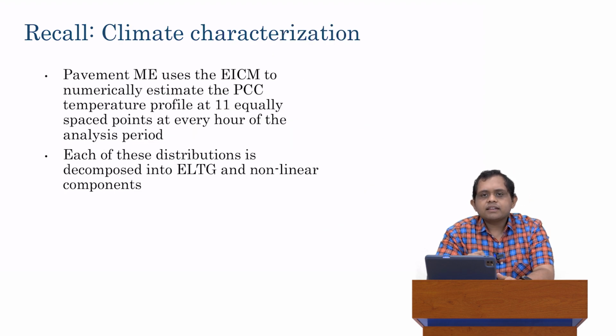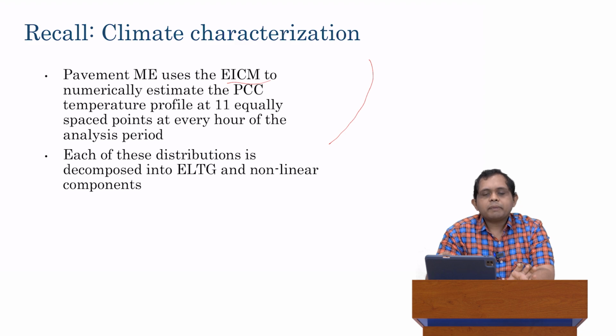Okay, the second thing we talked about was climate characterization. Pavement ME, I already said this, uses the EICM, the Enhanced Integrated Climatic Model, which numerically calculates the non-linear temperature distribution through the pavement. It does it essentially at a series of points which we defined as nodes.